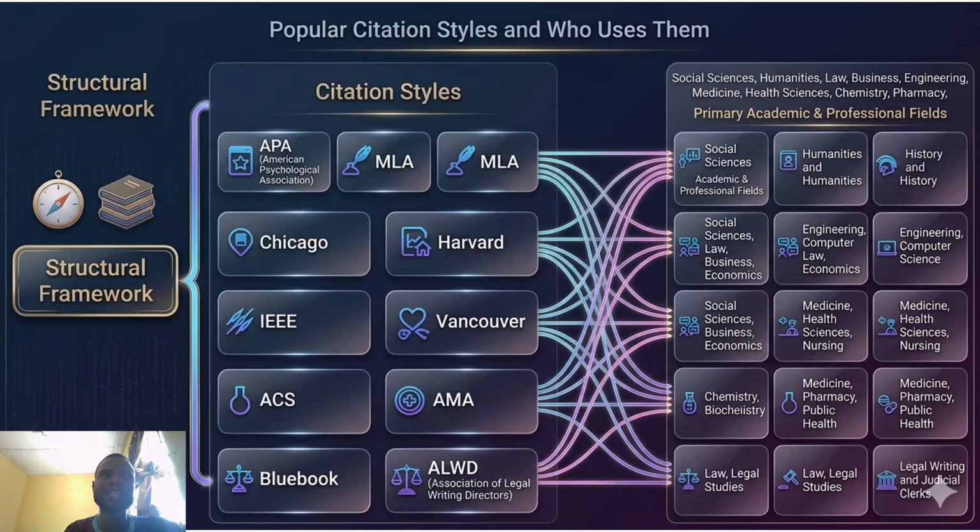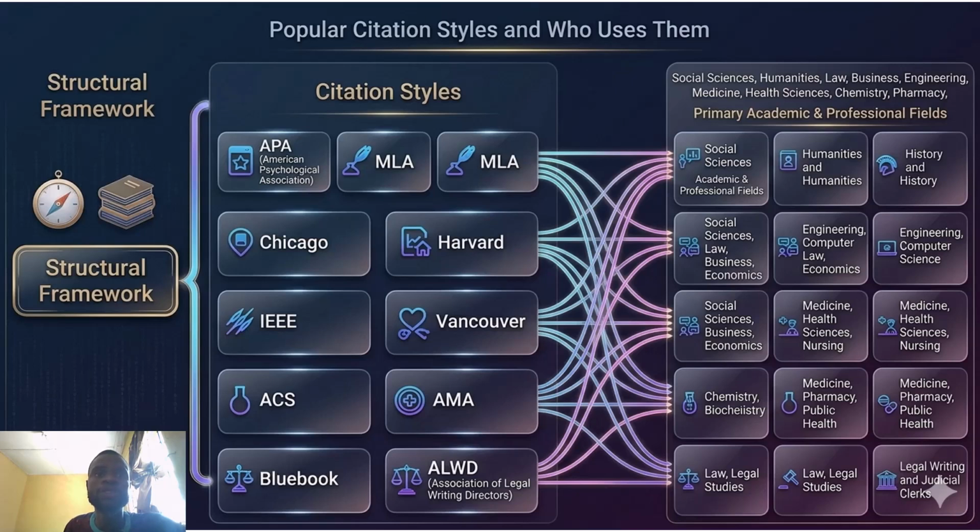The third mistake is forgetting to cite borrowed ideas. Even if you paraphrase someone else's idea in your own words, you still need a citation. The fourth mistake is listing sources in references that were never cited in the text, or citing sources in the text that do not appear in the reference list. Always make sure both match.